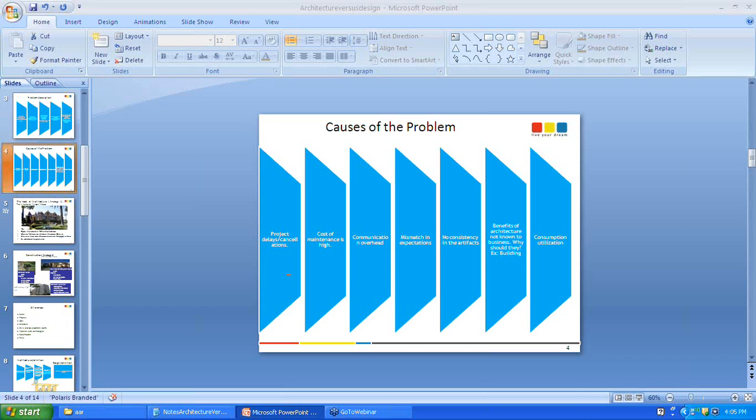Another architecture is your information architecture, and then your data architecture. Those are the various types of architecture.